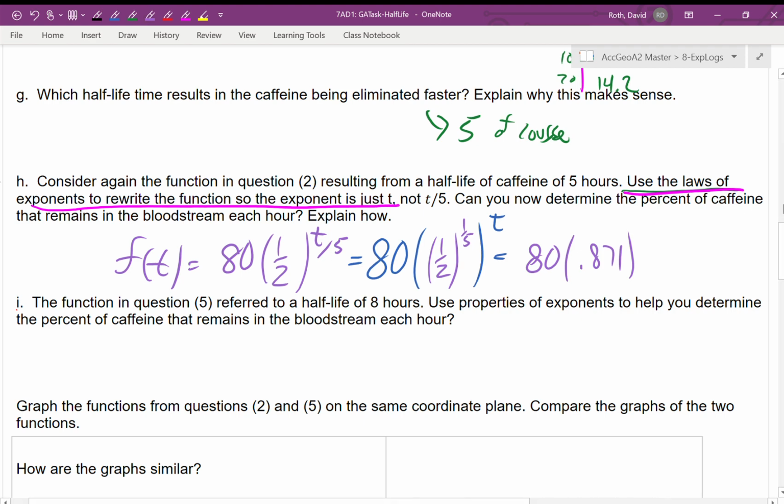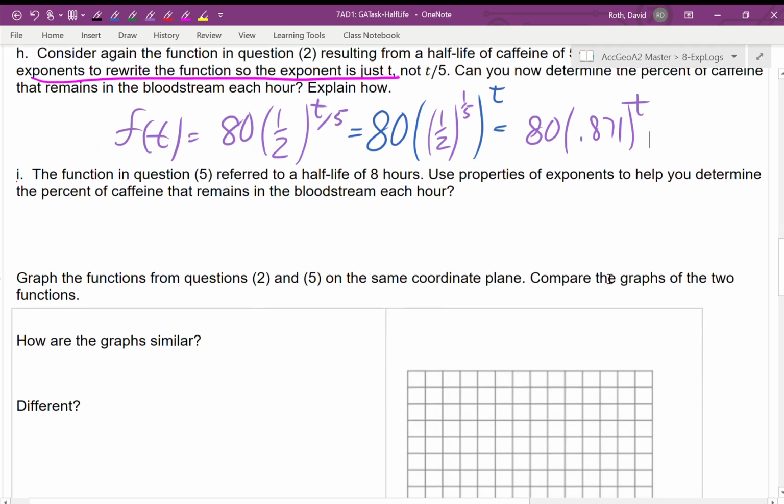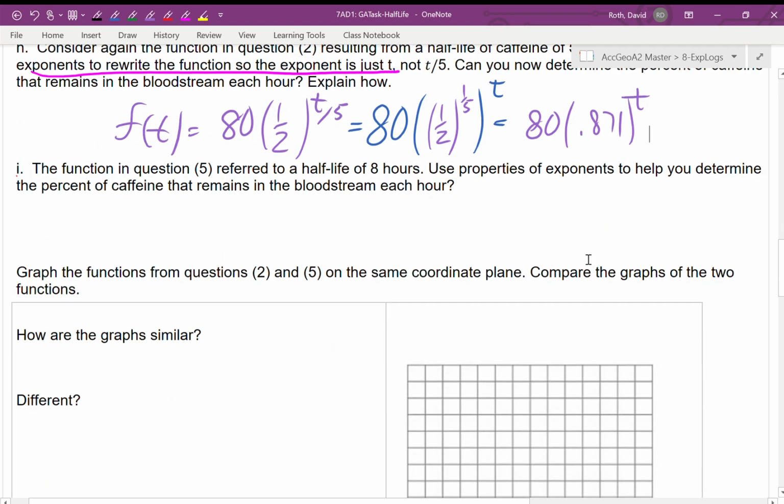Now, why is that interesting? In layman's terms, you can now say, well, let me put the t back on here. You can now say, well, each hour, at the end of the hour, there's 87.1% of what we started with. So at the end of the hour, I have consumed almost 13% of the caffeine that was in my body. And that's a nice, easy way to say it that common folk might understand more.